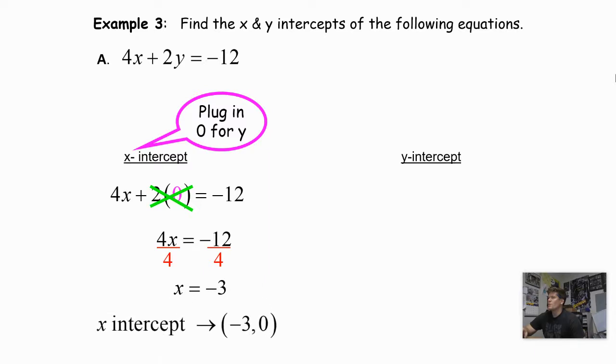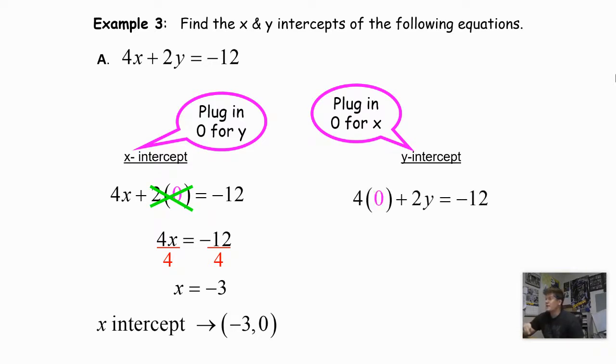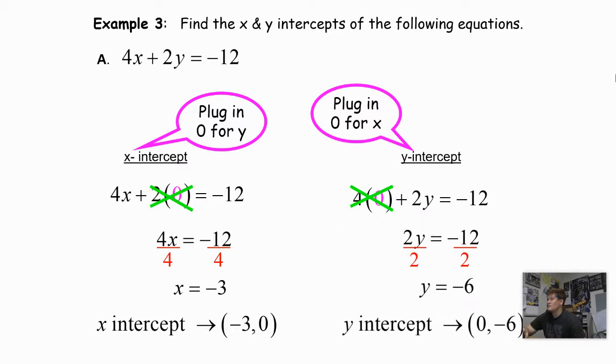Let's do the same thing for the y. When it's the y-intercept, I plug a 0 in for x. So I have everything the same in the equation, except for the x is now a 0. 0 times 4 goes away. It's just 0. So now I have 2y is equal to negative 12. Divide both sides by that 2. Negative 12 divided by 2, negative 6. So my y-intercept, 0, comma, negative 6.